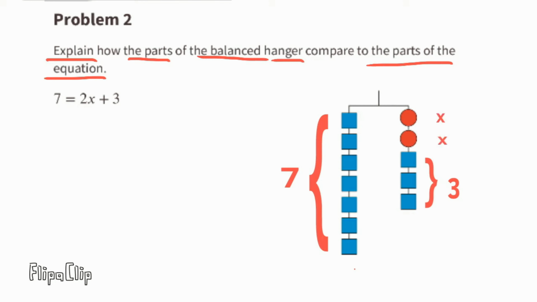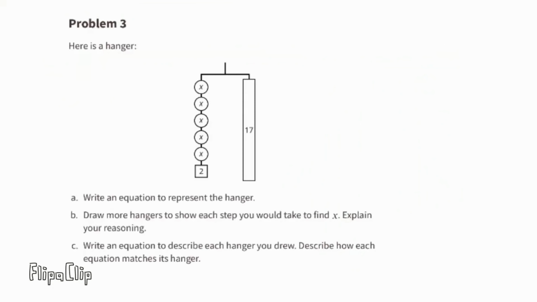The 2 red circles on the right side of the balanced hanger represent 2x on the right side of the equal sign of the equation. The hanger represents 7 equals 2x plus 3. Problem number 3. Here is a hanger. A. Write an equation to represent the hanger.